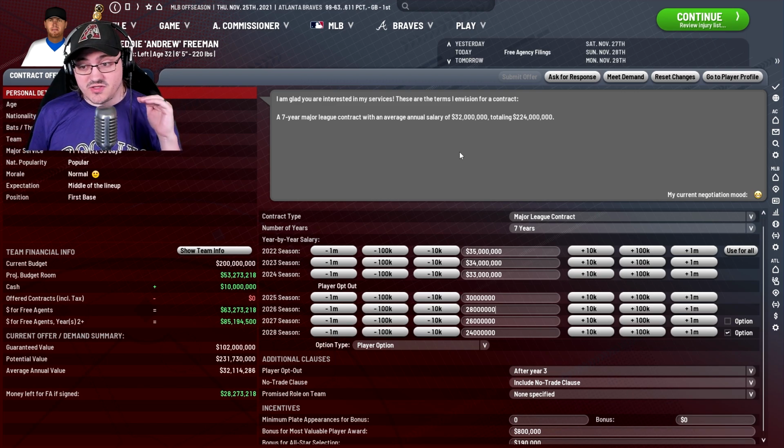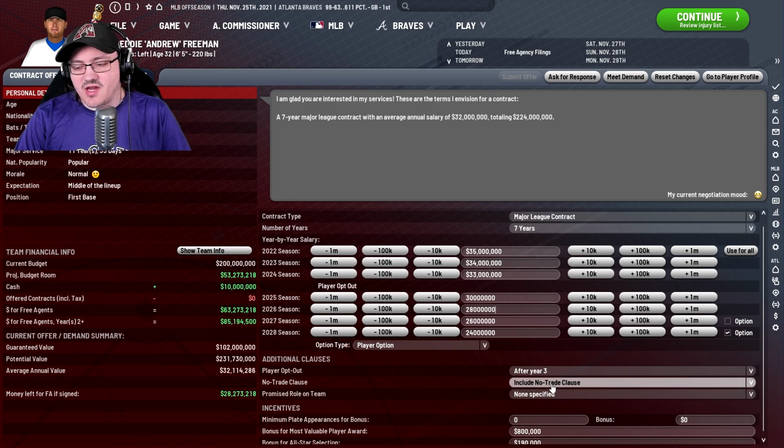And then you can choose to opt out, or you can stay, and your contract will go down $2 million every single year with a player option on your final year. Easy way for us to be able to see if he'd take that. Now, he also wanted to have a no-trade clause.